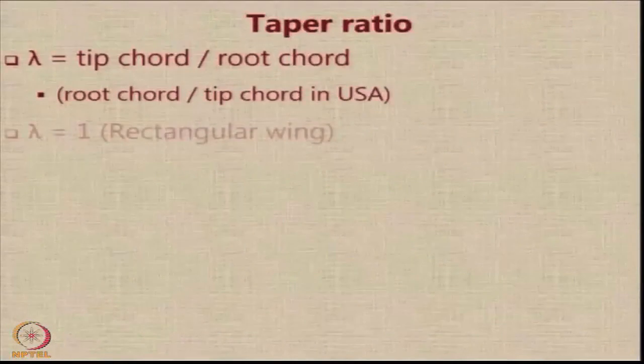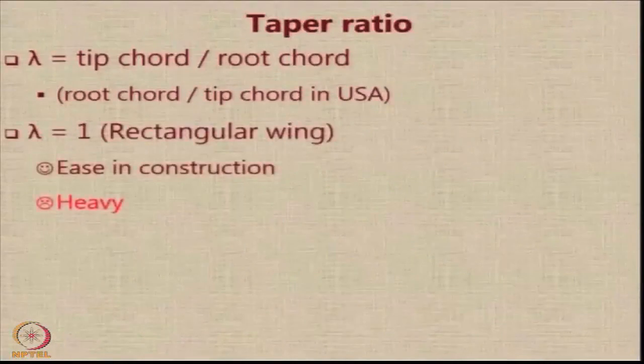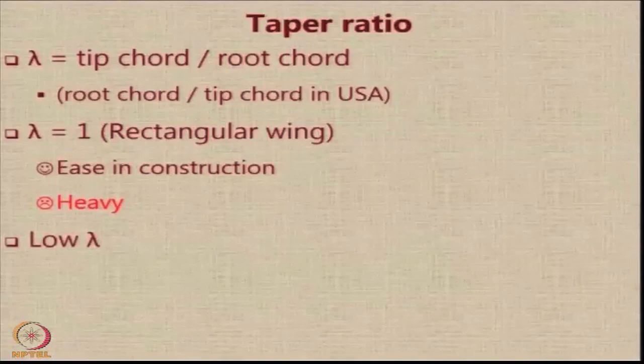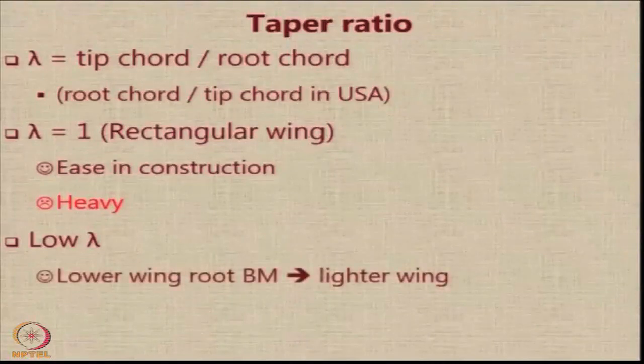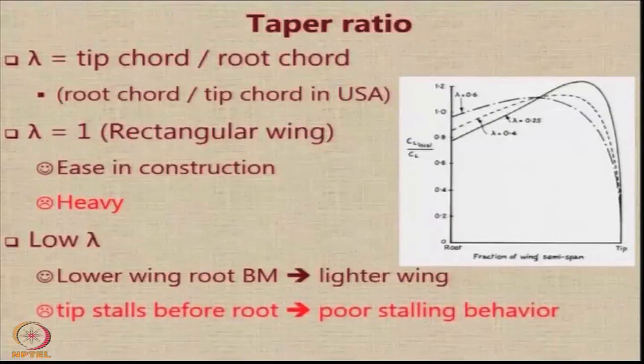So, I did mention to you that taper ratio of the aircraft, the benefit of that is that it gives you ease in construction, but it makes the wing heavy. If you do not give taper, then you have a rectangular wing and it gives you a heavier wing. When you have a lower taper ratio, then you have a lighter wing because the wing root bending moment is reduced. Okay. However, the concentration of the lift moves towards the tip. So, therefore, as the value of taper ratio reduces, the tips start getting loaded, and that means the tips will start stalling first, and that is not desirable as far as controllability is concerned.